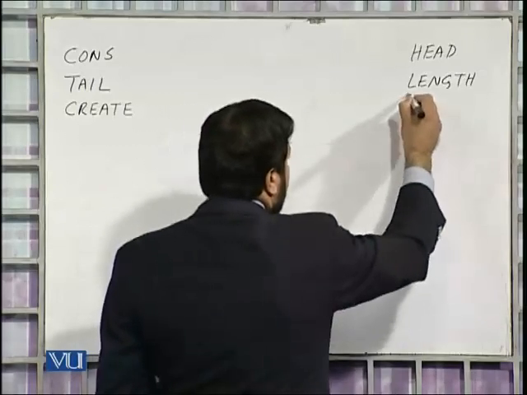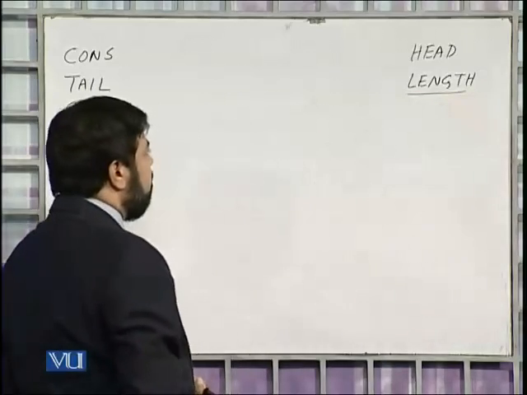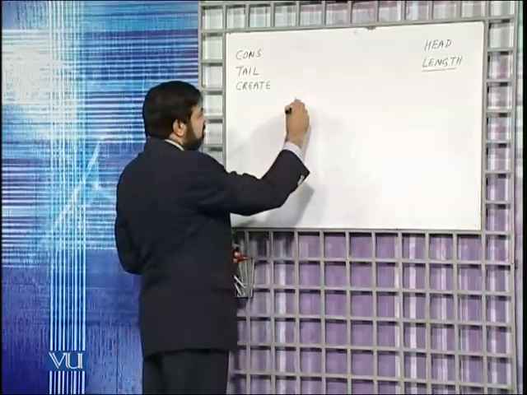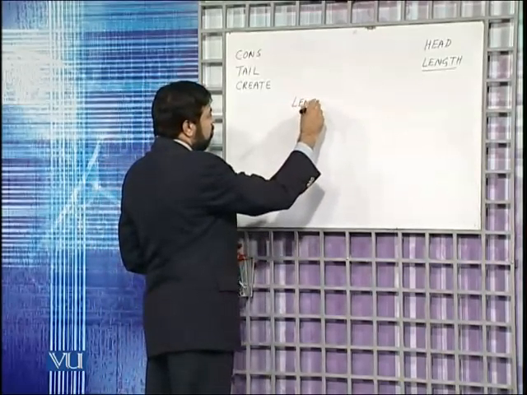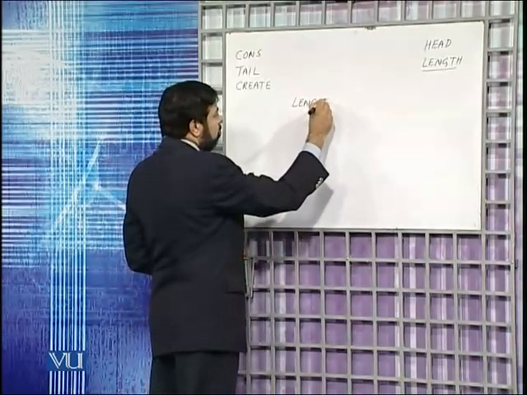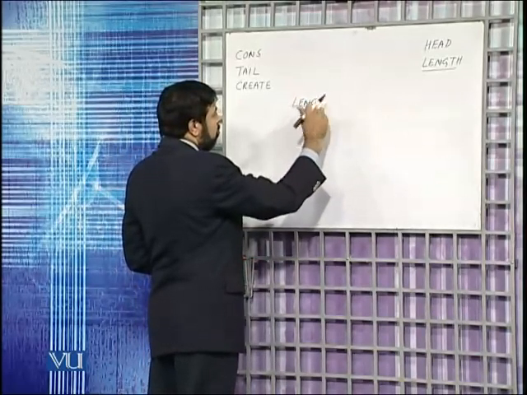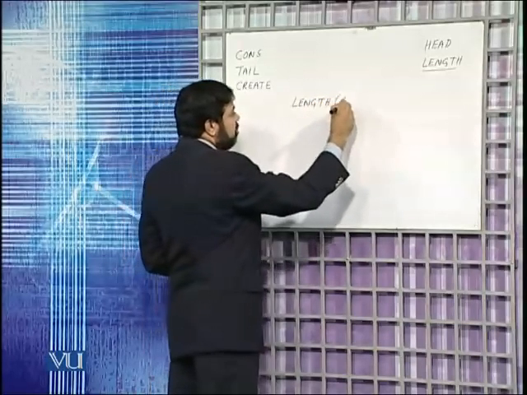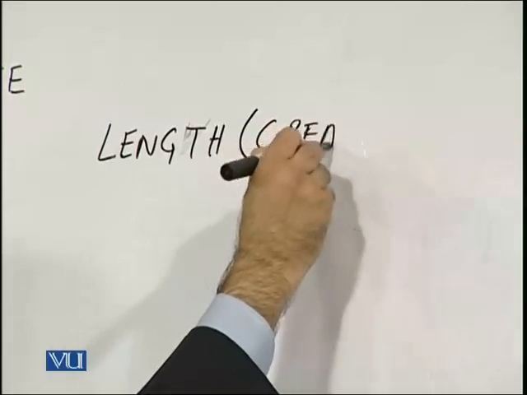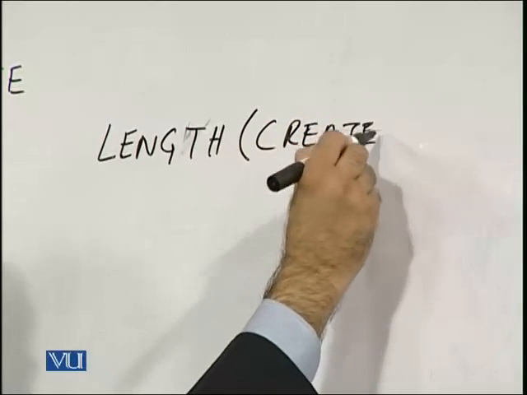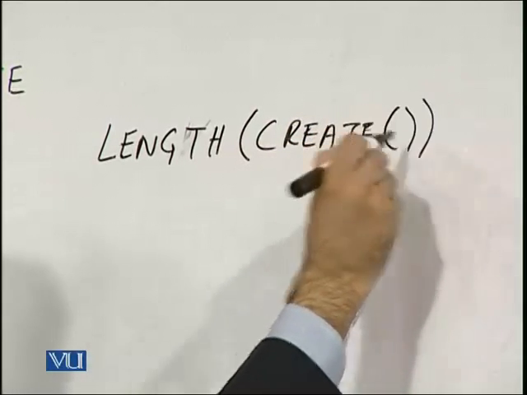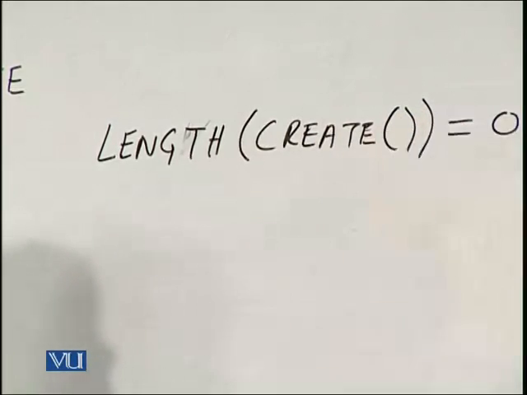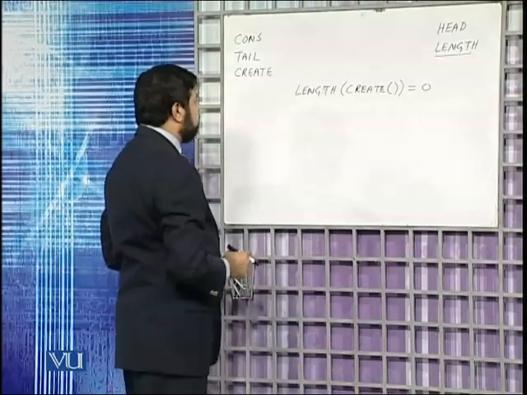So let us write the axiom for length, because this is a very simple case. We say length of a new list that we have just created. Length of a new list is 0. Obviously, there is no element there.